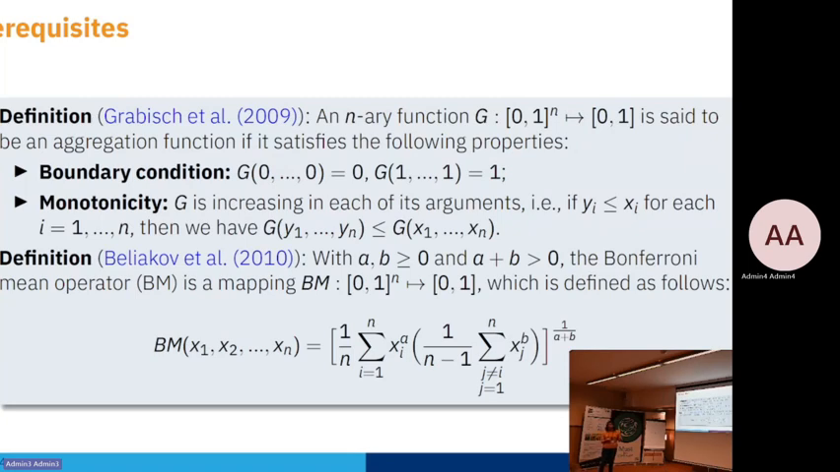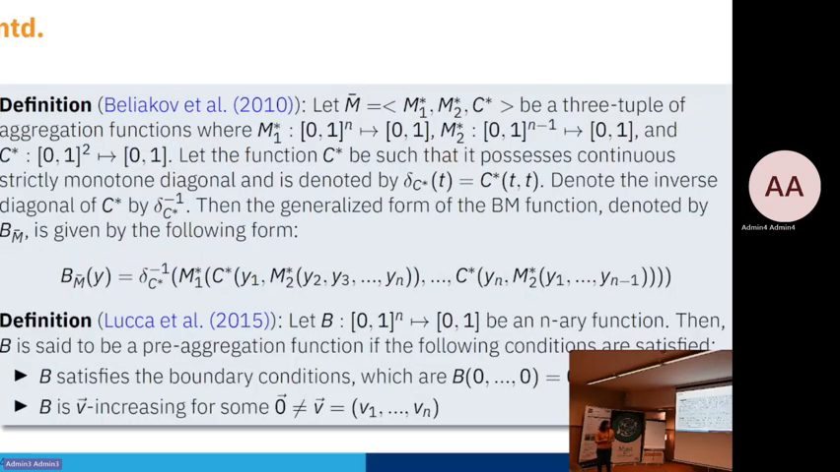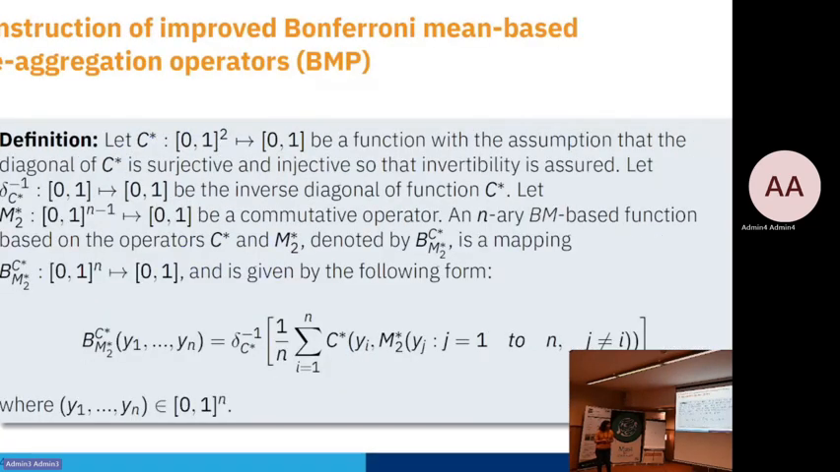But here we want to make a pre-aggregation operator because, as we can see in this first definition of the aggregation function, we will have monotonic increase in every direction. But these vessels are kind of edge-type features, so if we take increasing in every direction, what will happen? The noisy pixel also can be counted as a vessel. So we want increasing in a particular direction. For that, we have constructed the Bonferroni mean pre-aggregation operator, and this is the general form of the pre-aggregation form.